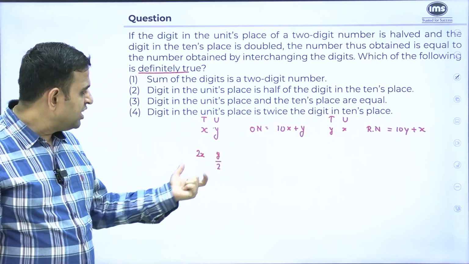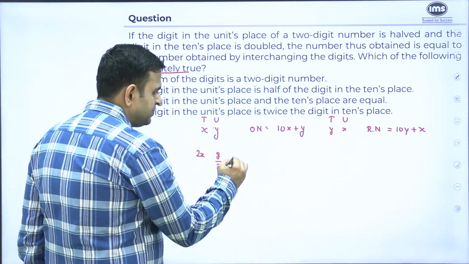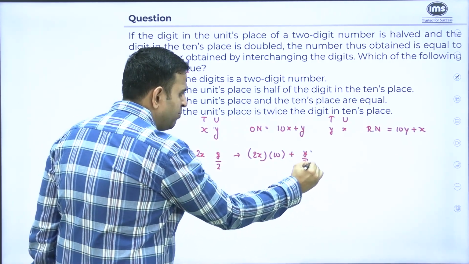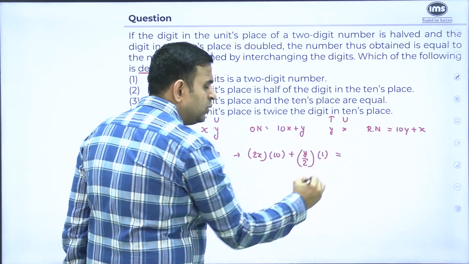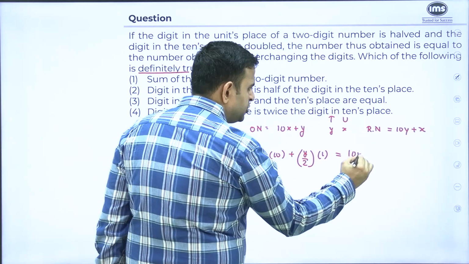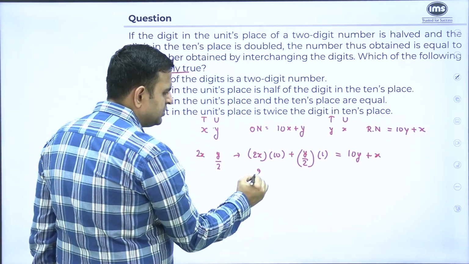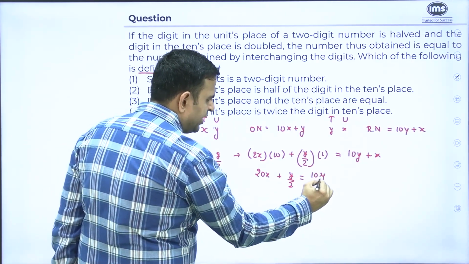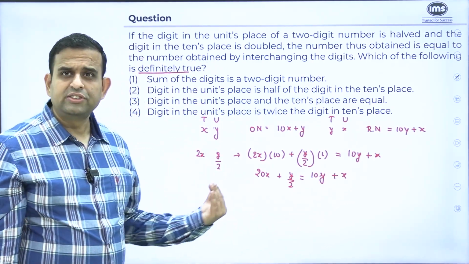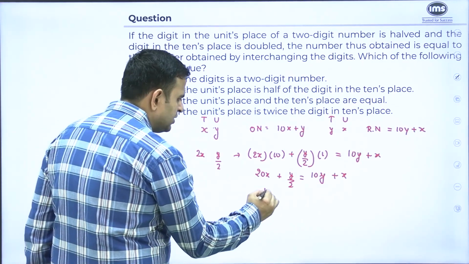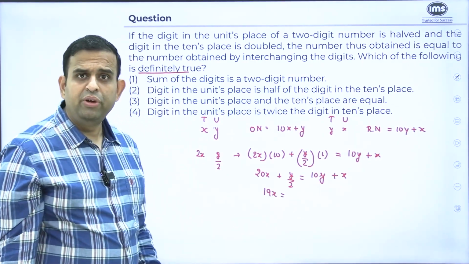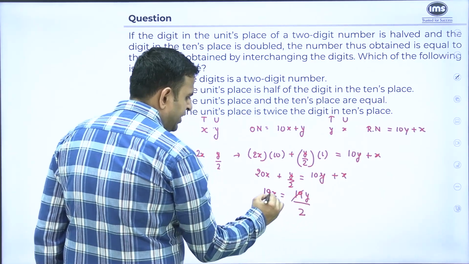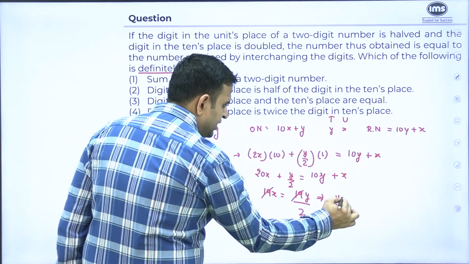So first of all, if I look at this number, 2x in the tens place, so 2x into 10 plus y by 2 in the unit place, and this must be equal to the reverse number, which would be 10y plus x. Let's simplify this. 20x plus y by 2 is equal to 10y plus x. If I bring x on one side, 20x minus x becomes 19x. 10y minus y by 2 will be equal to 9.5y, or 19y by 2. 19 gets cancelled out, and what we get is y is 2x.